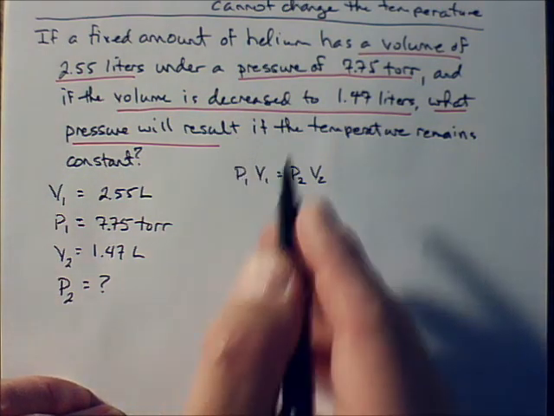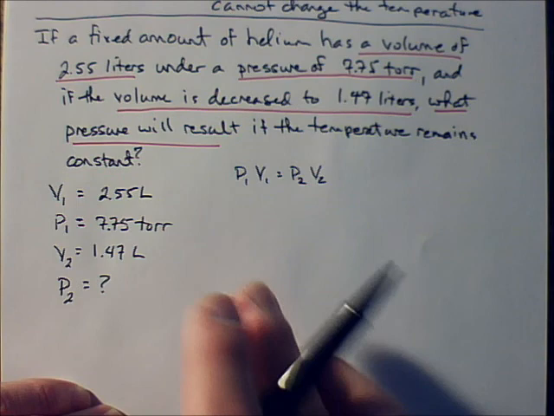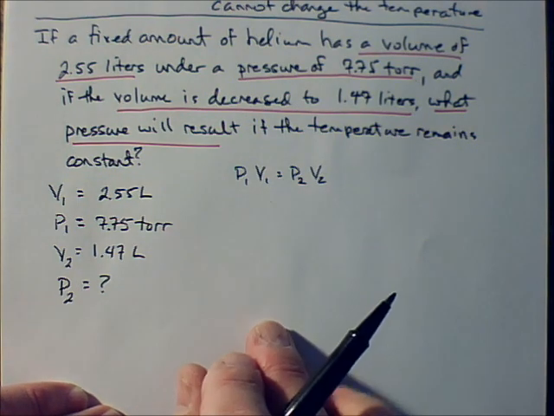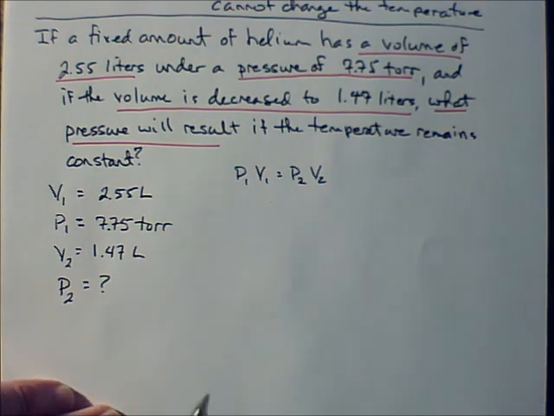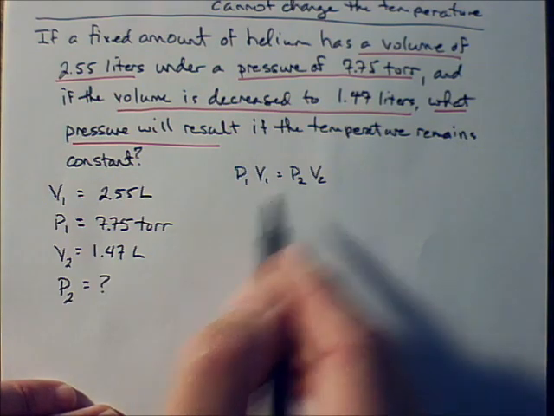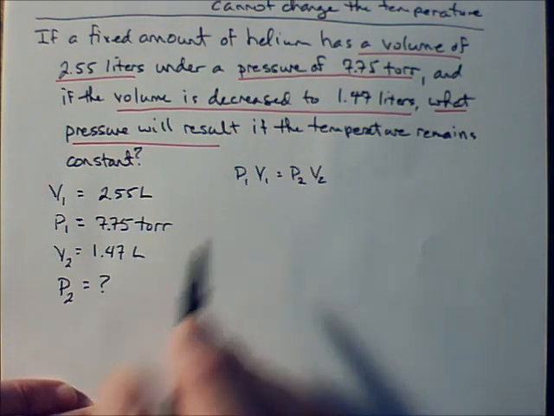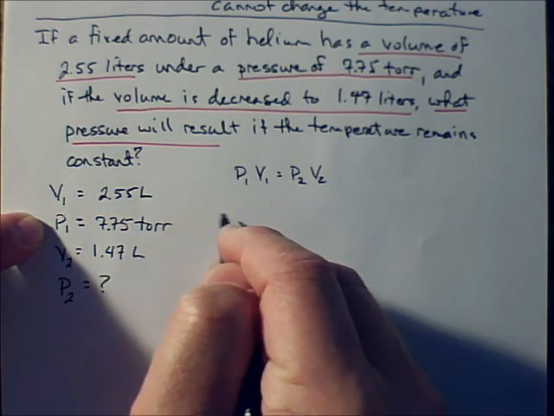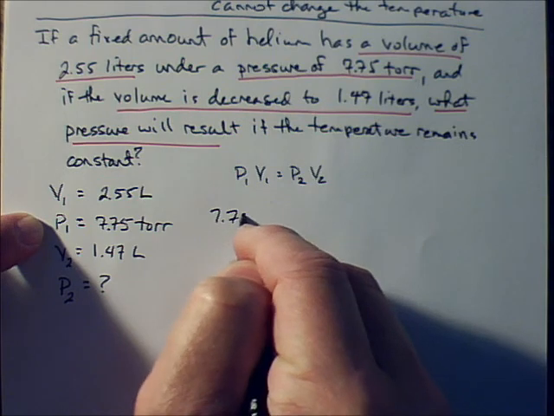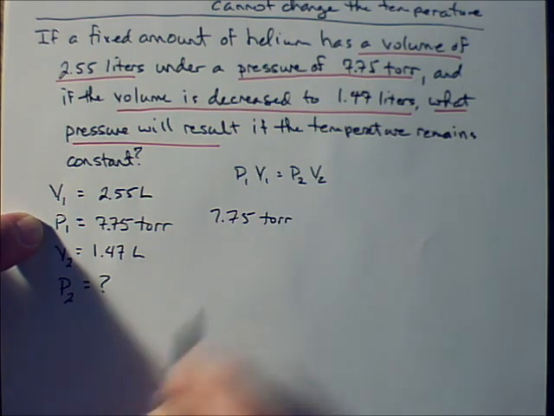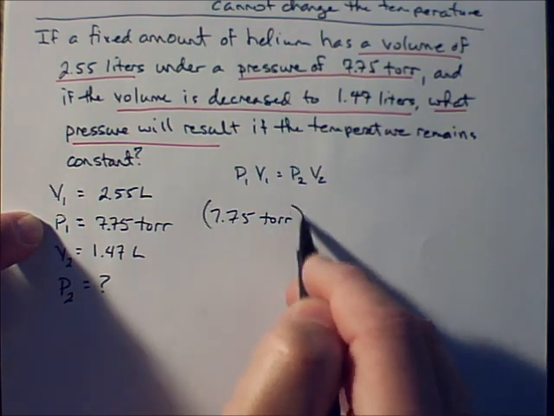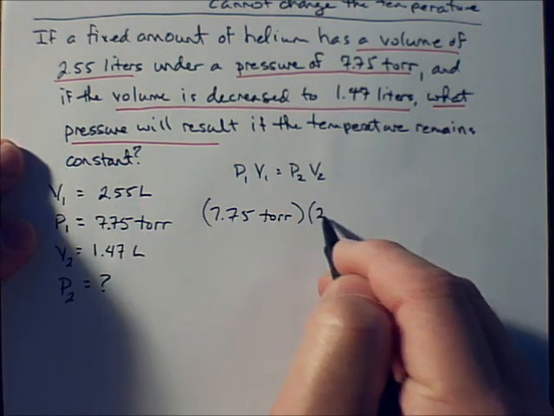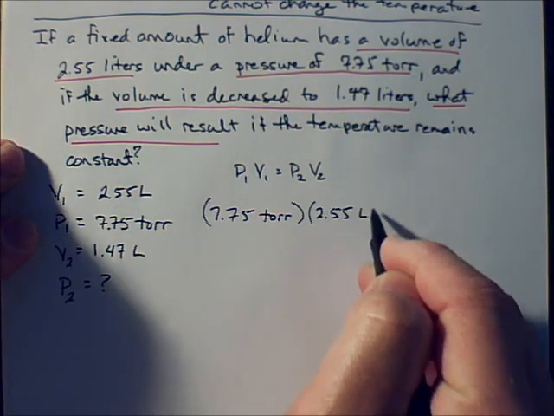So now that we have our knowns and unknowns listed here, we're going to substitute the actual values for the known values. So we're going to rewrite the equation with the actual values plugged in. So for P1 here, I'm going to write 7.75 torr. And for V1, I'm going to write 2.55 liters.